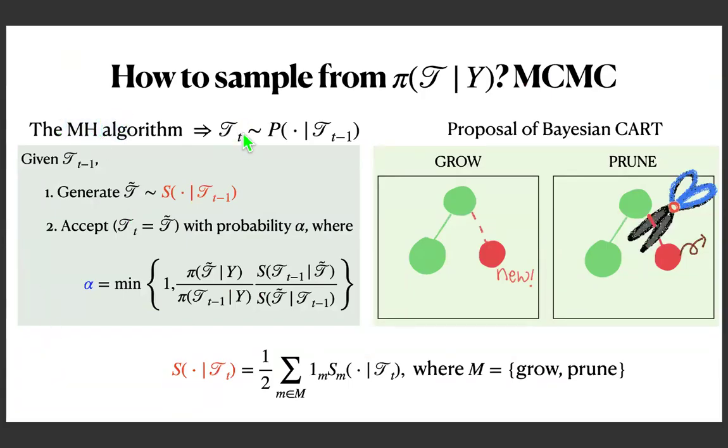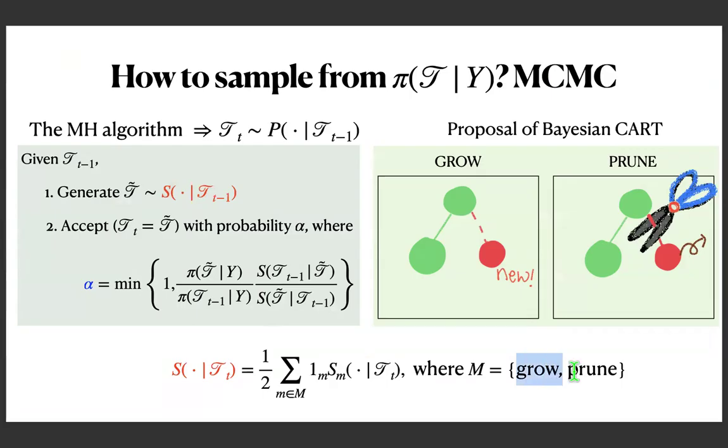So that its sampling distribution is defined in this way. First, we propose some tree from the current tree location. And then with a certain acceptance probability, we accept a new proposal. And this proposal distribution is defined in this way here.